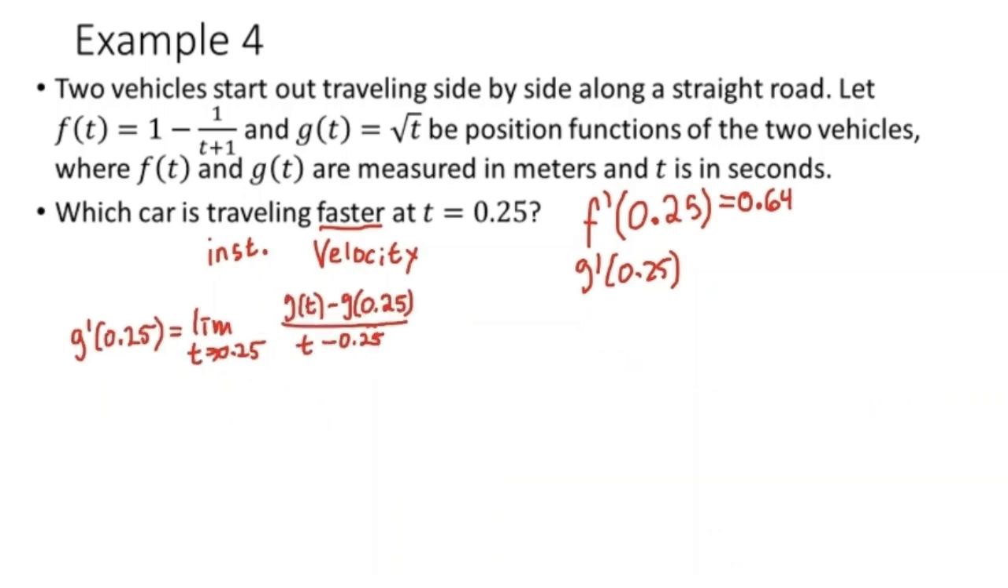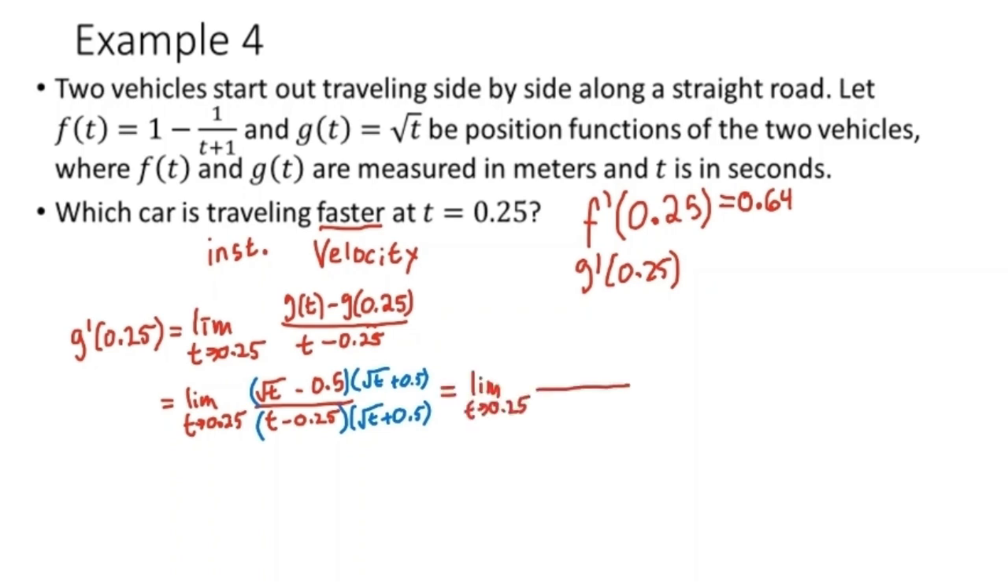Next, we're going to find g prime of 0.25, which from the definition equals the limit as t approaches 0.25 of g of t minus g of 0.25 all over t minus 0.25. G of t is square root of t. G of 0.25 is 0.5. Here, in order to resolve the issue of 0 over 0, because we have square roots, we will rationalize the numerator by multiplying top and bottom by the square root of t plus 0.5, which is the conjugate of the square root of t minus 0.5.